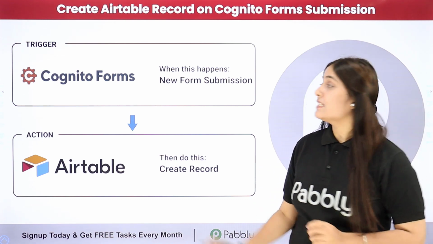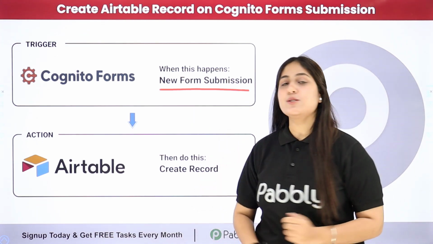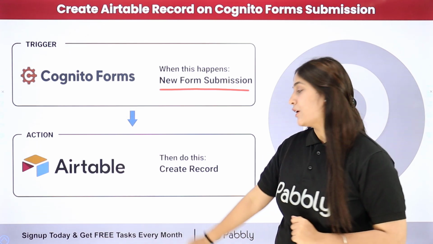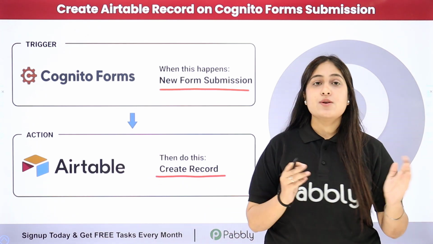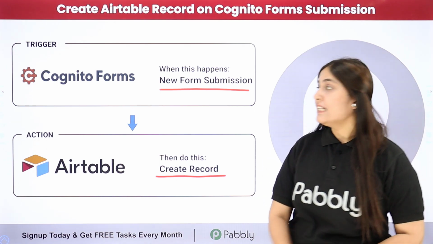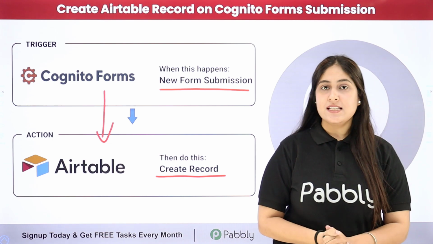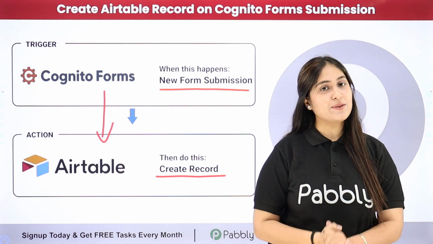My objective is that whenever I receive a new form submission through my Cognito Forms, then automatically the details should be added as a new record in my Airtable. To automate this entire process, I need to connect my Cognito Forms with my Airtable, and to learn this process step by step, let me take you to my screen.